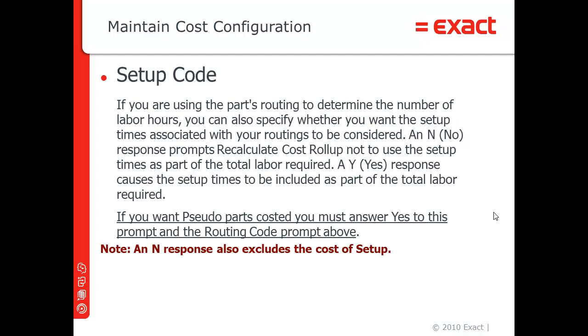Now the setup code. If you're using the parts routing to determine the number of labor hours, you can also specify whether you want the setup times associated with your routings to be considered. A no response prompts recalculate cost rollup not to use the setup times as part of the total labor required. If you respond yes, then it will include them. Now if you want pseudo parts costed, you must answer yes to this prompt and the routing code prompt above. A no response also excludes the cost of setup.